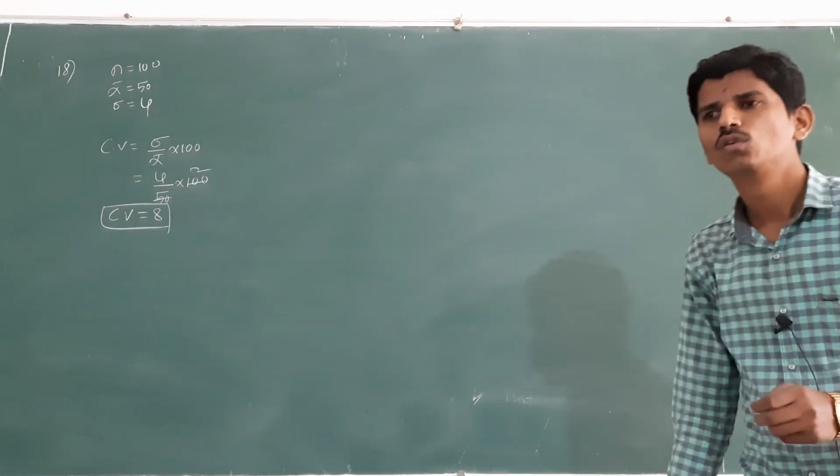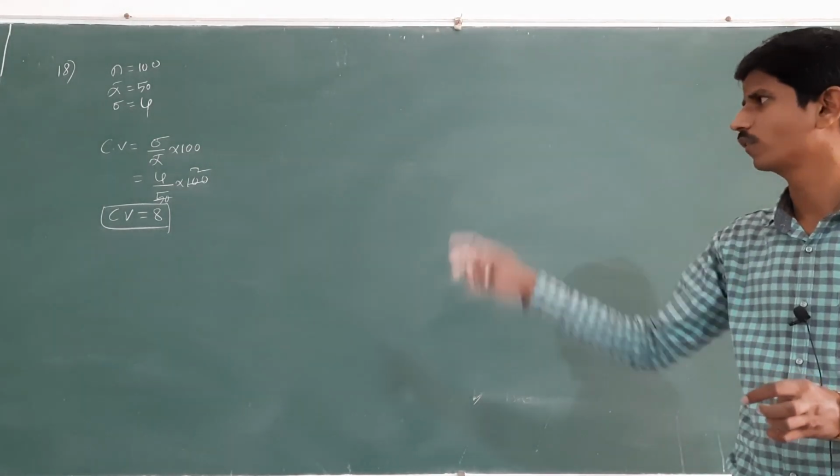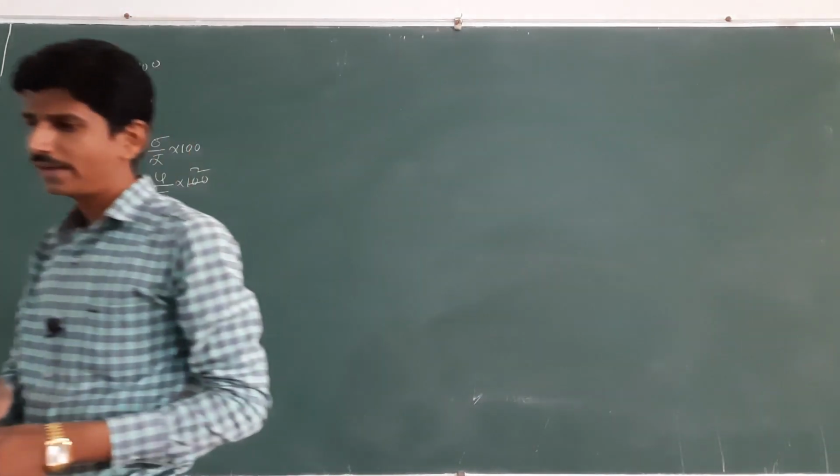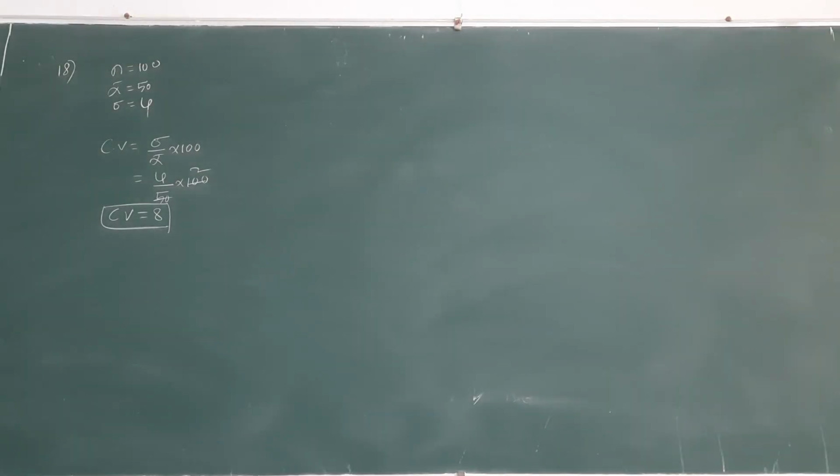It is a 2 marks question. CV equals 8. Here they have given the data directly. Okay, the next, 19th problem.